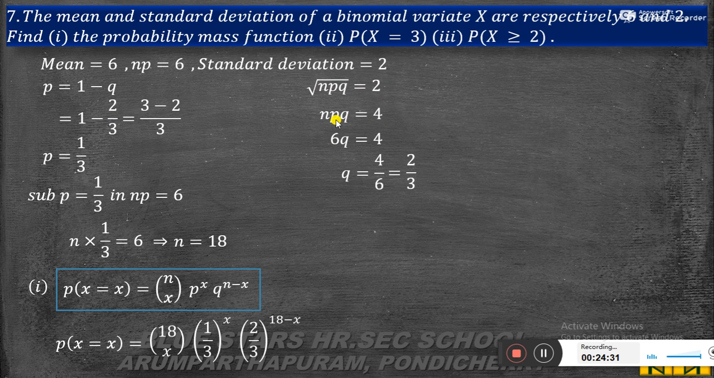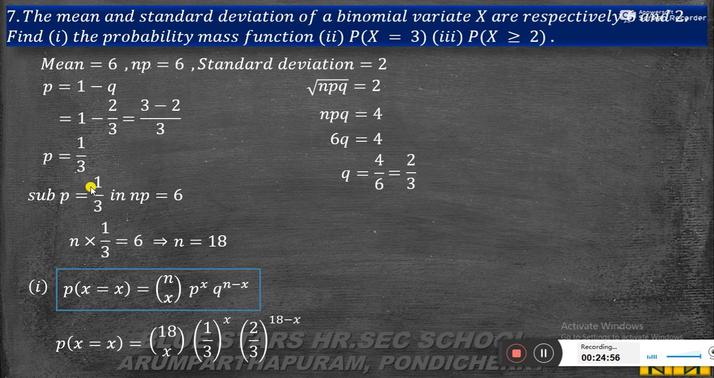Therefore, the np value is 6, so I substitute 6 for np: 6q equal to 4. Q equal to 4 by 6, which means 2 by 3. Therefore q equal to 2 by 3. The next step, p equal to 1 minus q. 1 minus 2 by 3, doing the cross multiplication, is 3 minus 2 by 3. 3 minus 2 means 1 by 3. P equal to 1 by 3.